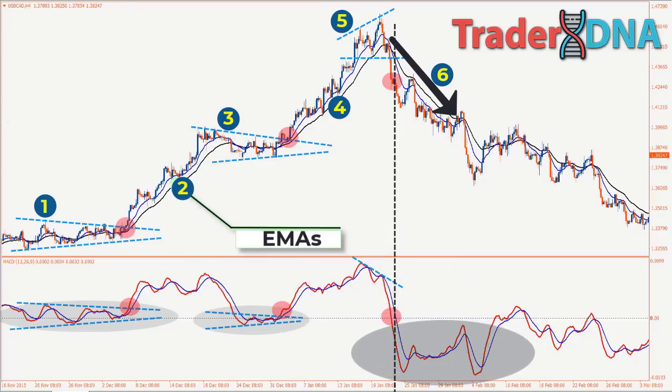Here are other examples of the MACD trend following entry, to fully understand this wonderful strategy and to make the most out of it.